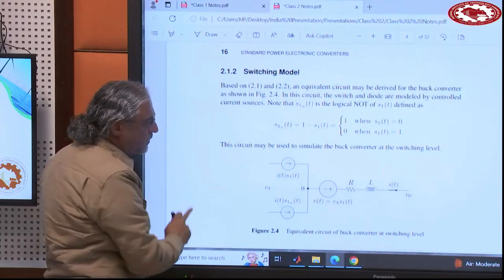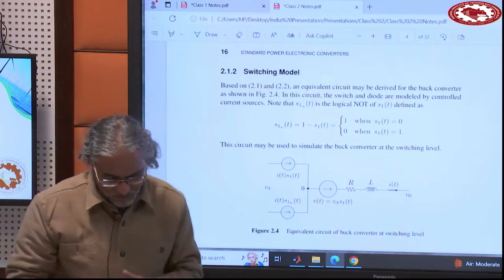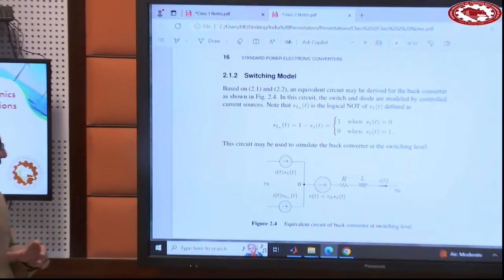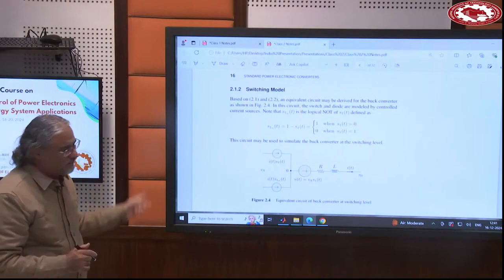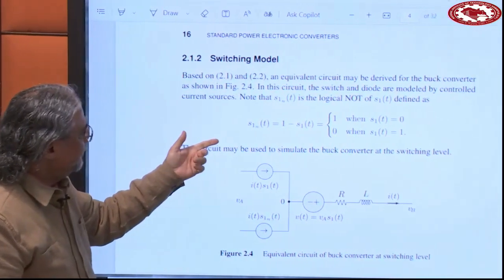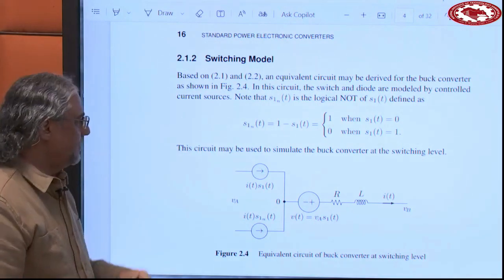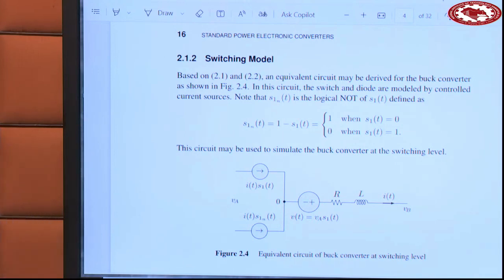Now, here we have only one switch, so I'm using S1. We shortly will move to cases where we have 2 switches or 4 switches or 6 switches. For that reason, I would like to keep that S1, and then we'll have S2, S3, S4. And for each switch, we also define the negative, or the NOT, of that switch, S1N, which is 1 minus S1. So when S1 is 1, S1N is 0, and when S1 is 0, that is 1.